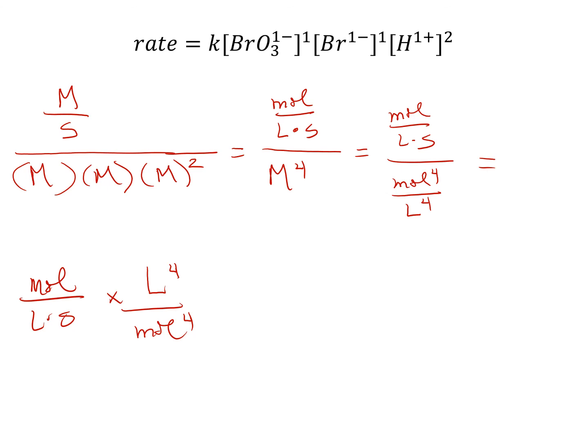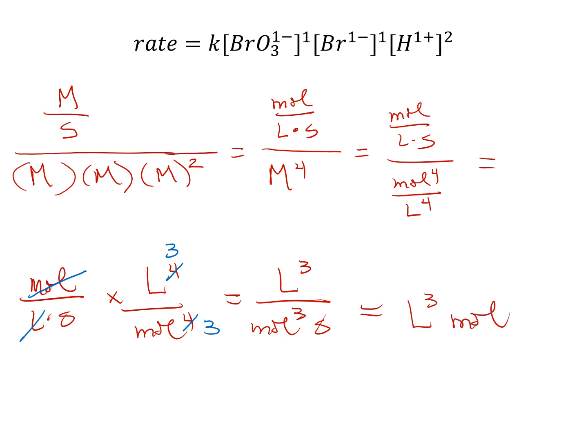Let's reduce that down, and the liters will reduce the exponent on the liters in the numerator to 3. The moles will reduce its exponent in the denominator to 3. So at this point, we have liters cubed. I like to write the moles first, moles cubed per second. Or this is equivalent, and it's just liters cubed, moles to the minus 3 per second.